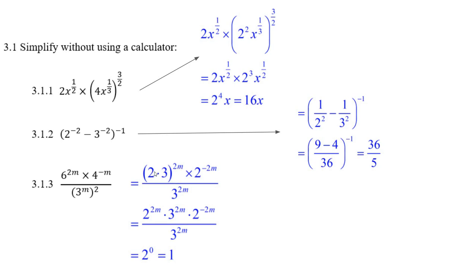Well, the deal is that the 2 and the 3 are put to the 2m power, so it sits on both of them. But now, gee, I'm looking at my answer here, because this 3 to the 2m, divided by 3 to the 2m, those guys cancel. And 2 to the 2m times 2 to the minus 2m, if we add the exponents, we get 0. But isn't 2 to the 0 equal to 1? I think it is. And that's your answer.